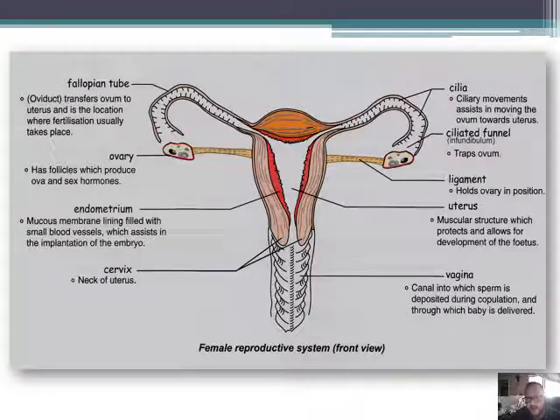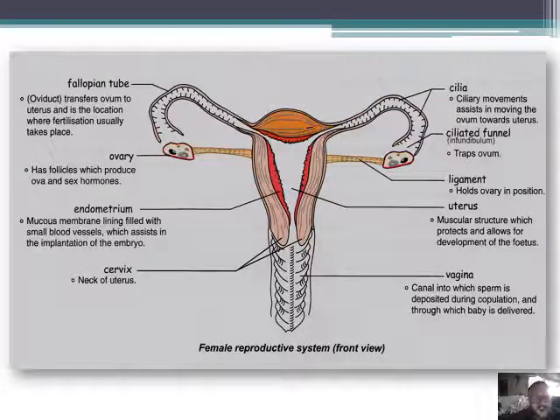Then we have a ligament which holds the ovary in position. We have a ciliated funnel called the infundibulum, and this traps the ovum, at the end of the fimbriae. We then have cilia. Ciliary movements assist in moving the ovum towards the uterus. This is only once fertilization has occurred, though. It does move that way, but it's more so that once fertilization has occurred, we can implant the egg into the endometrium.